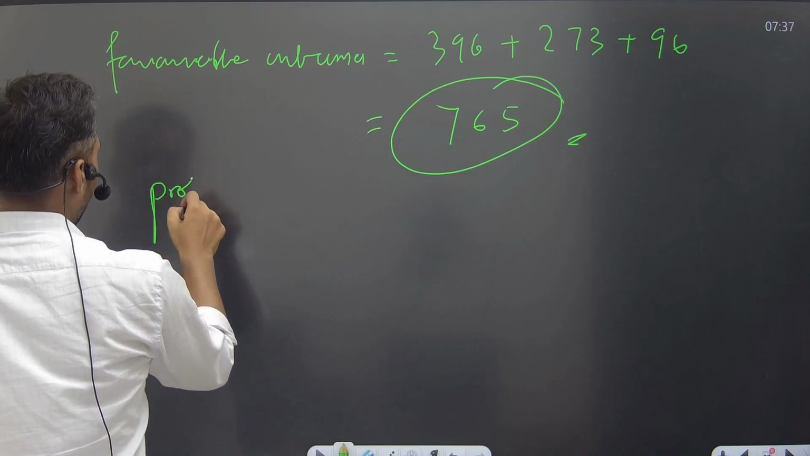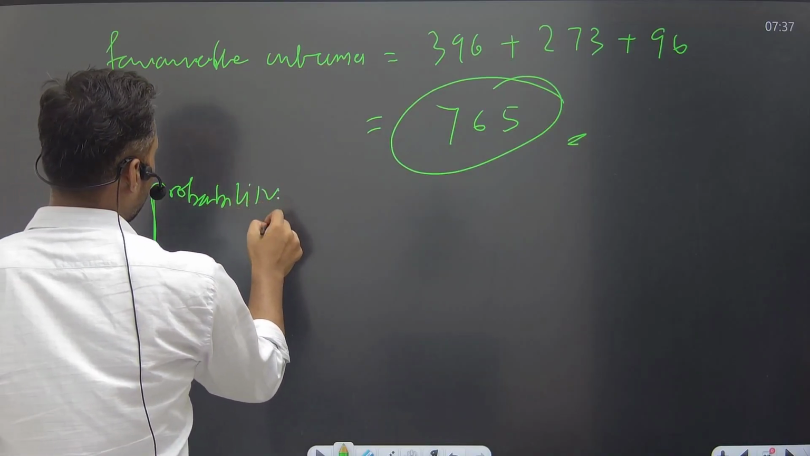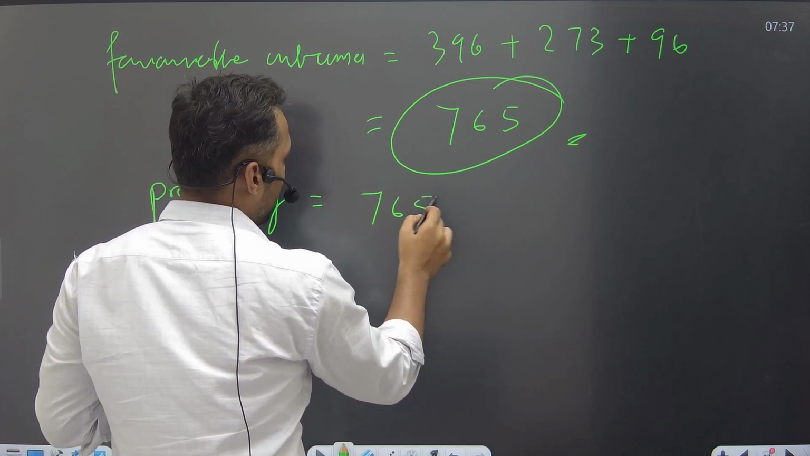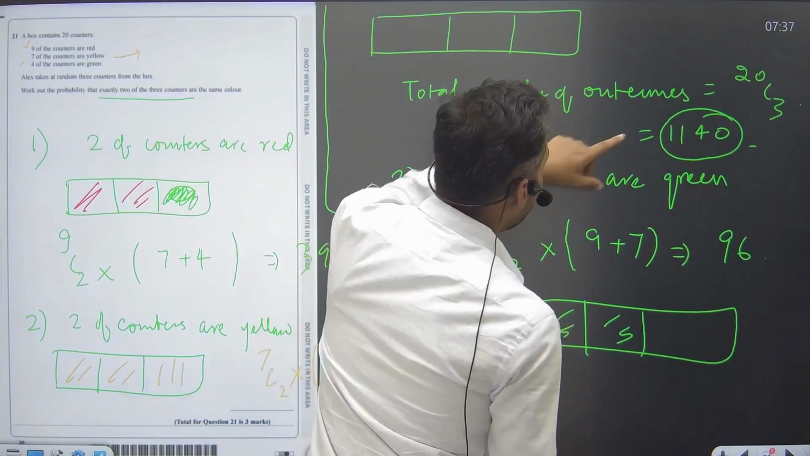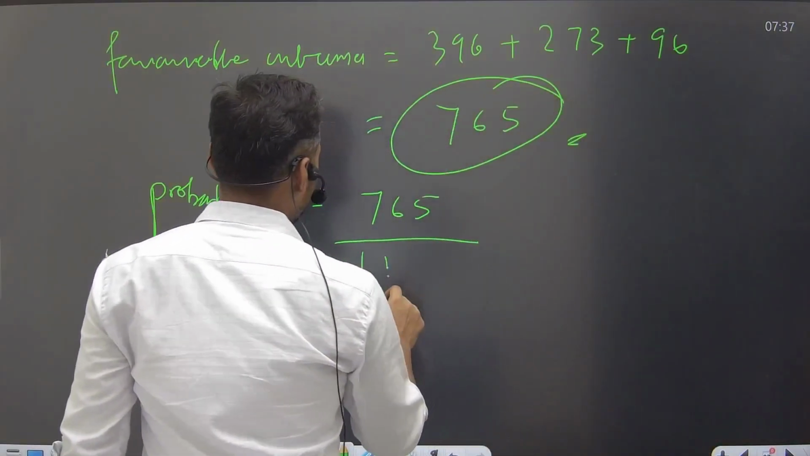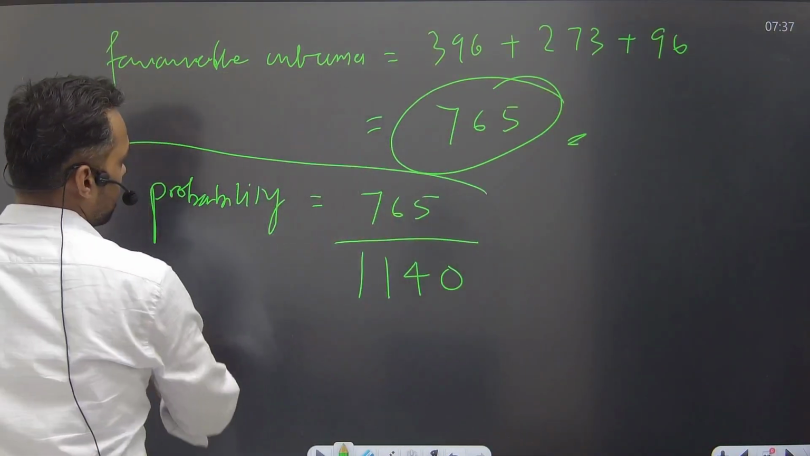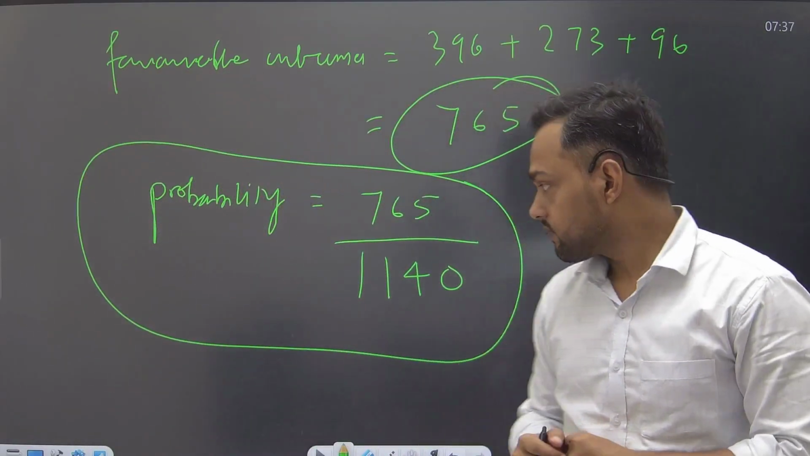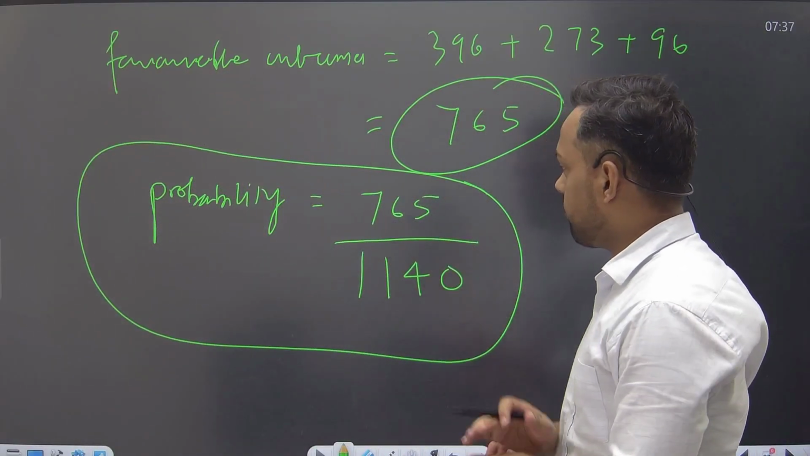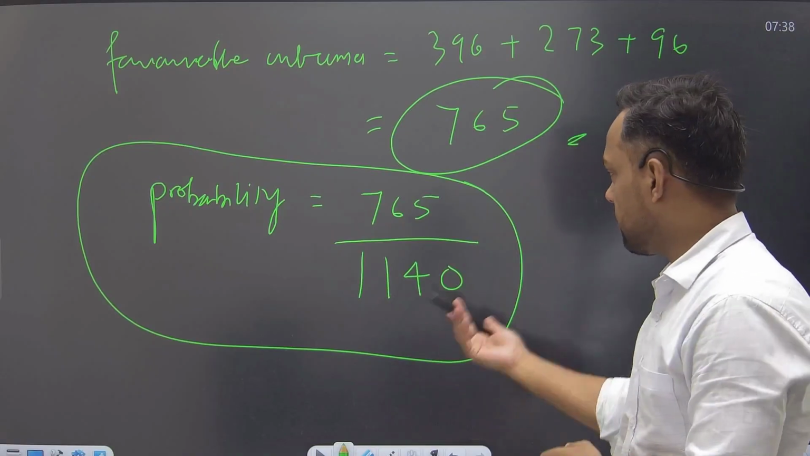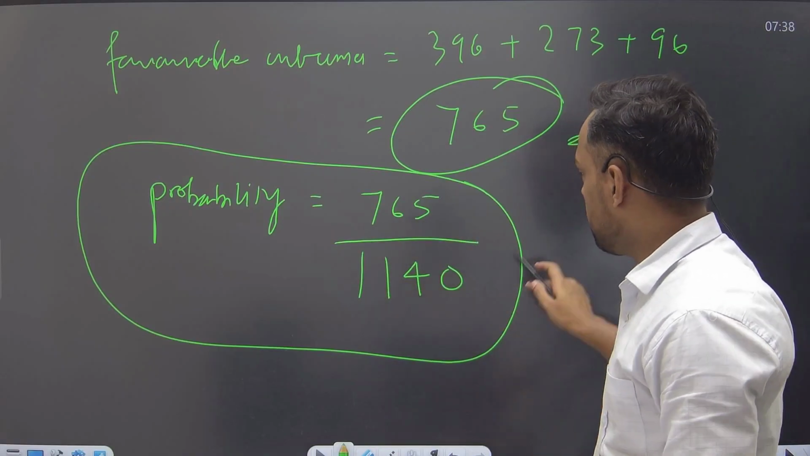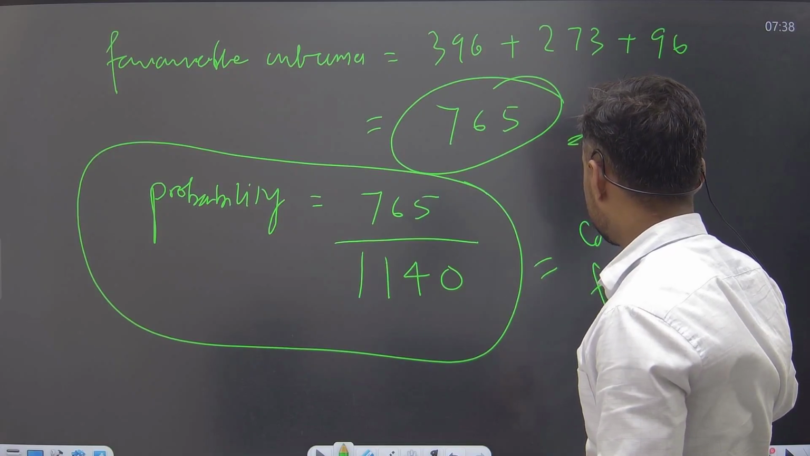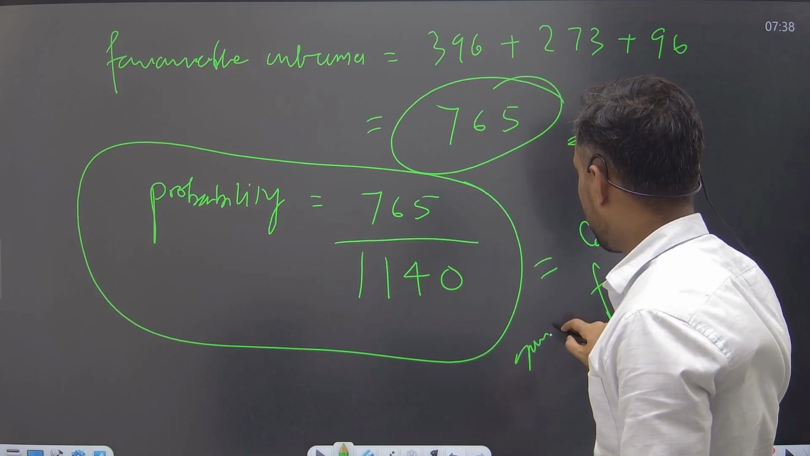We know what probability is. Probability is given as the total number of favorable outcomes upon the total number of outcomes possible. So the outcomes possible is 1140, and this is our solution. It could be written as a simplified fraction. You just need to divide it by 5, then you'll get the values here. Let me know in the comment section what the simplified fraction is.